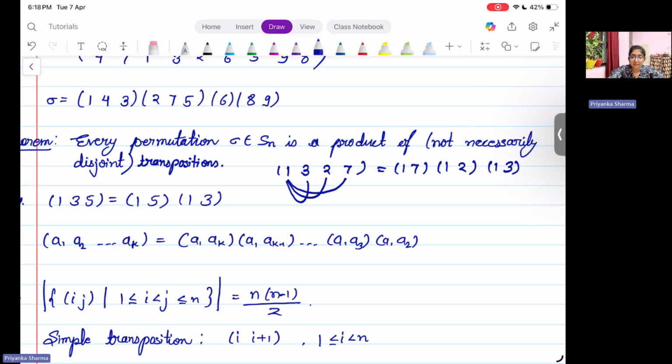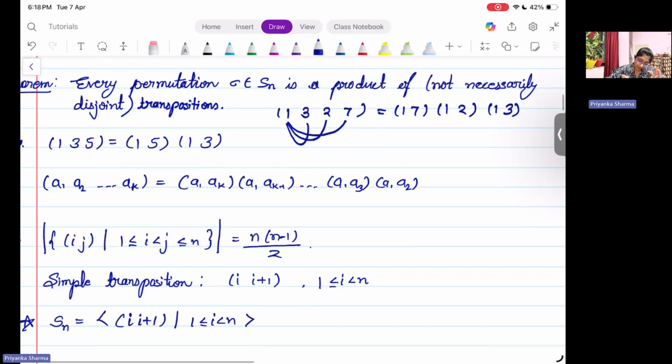Until we reach close to the starting point. That is, if we have this permutation A1, A2 up to AK, then what we will do, we'll write as A1 AK, then A1 AK minus 1, A1 AK minus 2, A1 A3, A1 A2, and then we'll stop.